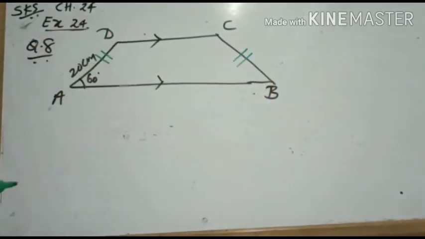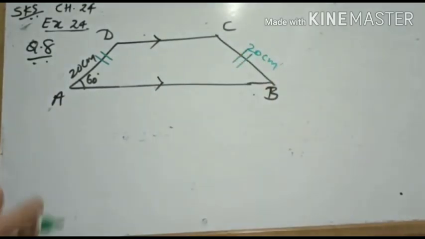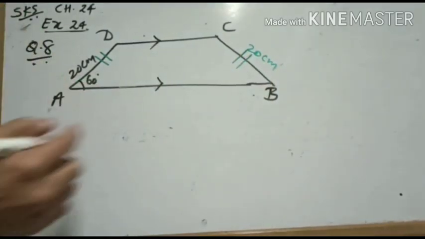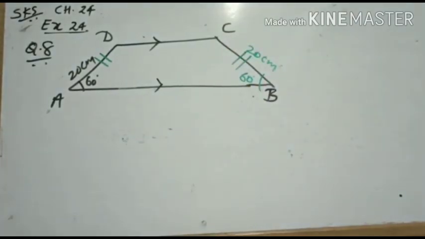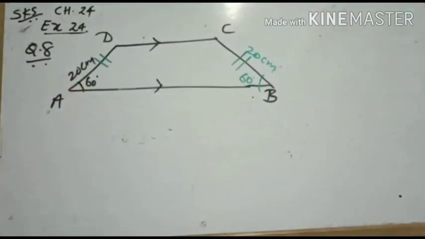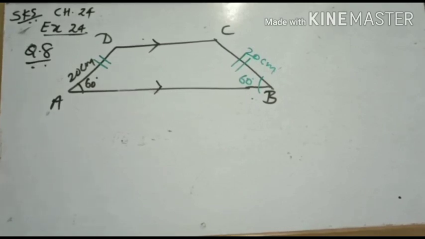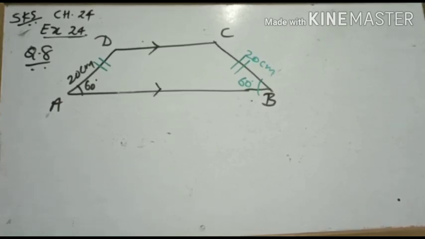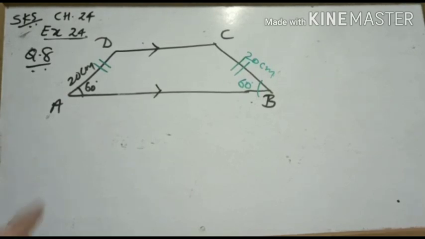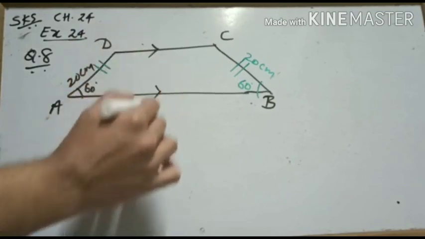They have mentioned not only trapezium, they have mentioned isosceles trapezium. My dear friends, whenever they say isosceles trapezium, that means its non-parallel sides are equal in length. Hence AD is 20, so BC also will be 20 centimeter. If angle A is 60, then angle B also will be equal to 60 degree. These conditions written in green, they had given us, but not directly. Indirectly they had given us in the form of it being an isosceles trapezium.